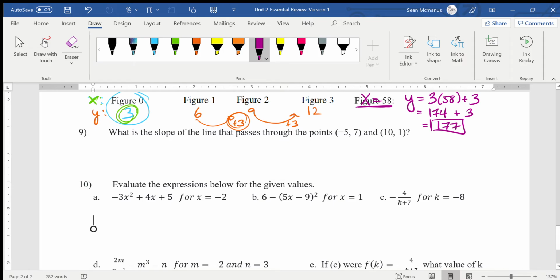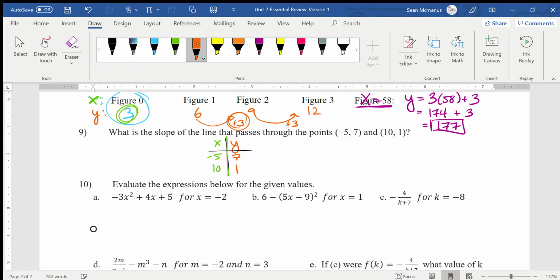Okay, number 9, what is the slope of the line that passes through the points -5, 7 and 10, 1? I think our best bet for doing these is to make a little mini table. The first point, the x was -5 and the y was 7. And for the second point, the x was 10 and the y was 1.